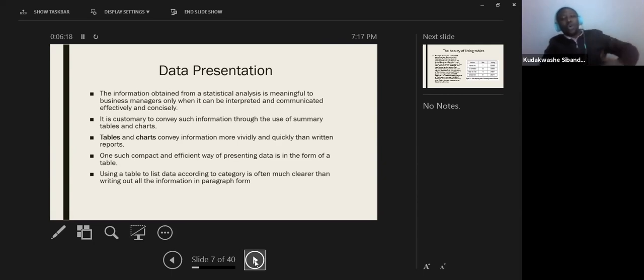So when you are conveying information in statistics, one of the simplest ways of doing it is using tables and charts. There's a reason why statisticians advocate the use of tables and charts: they convey information more vividly and quickly than written reports. You come to find out that if the same information is in a written format and in a table or a chart, the table and chart convey it more clearly than the written format.